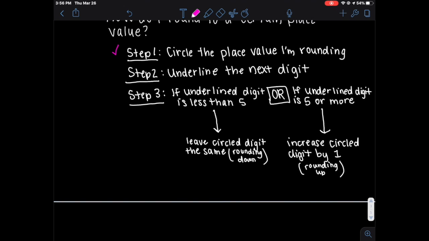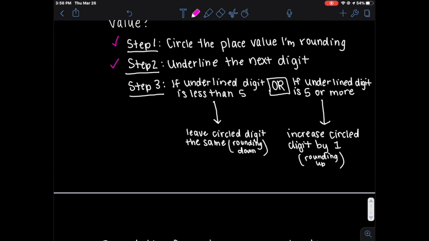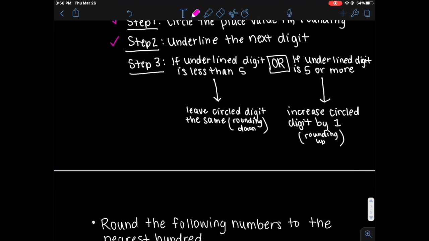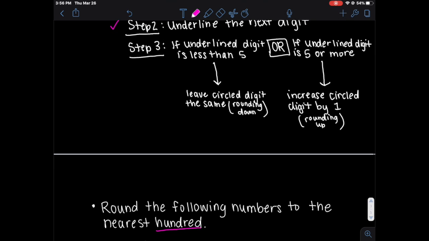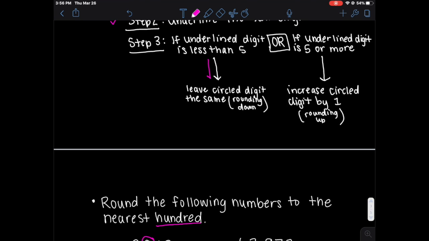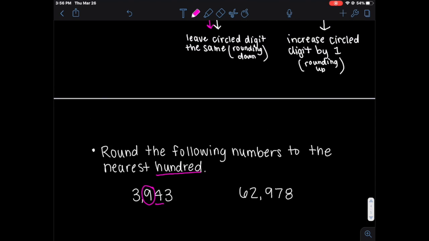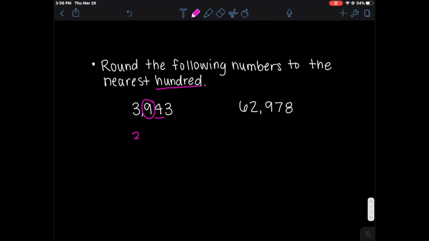Step 2, underline the next digit. Step 2 is done. Step 3, if the underlined digit is less than 5, or if the underlined digit is 5 or more, for us we have 4, which is less than 5, so we have to come down this path. That means we leave our circled digit the same. And then everything else behind that circled digit becomes a 0, which is something I missed in the steps above. So we keep the 9 the same, and then everything else behind the 9 becomes zeros.